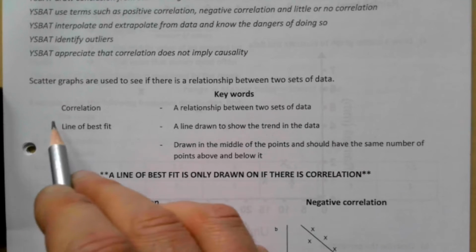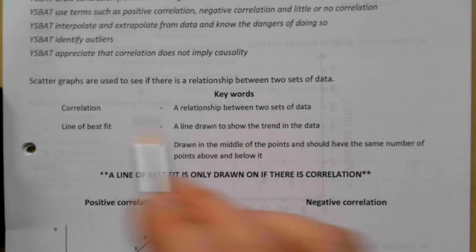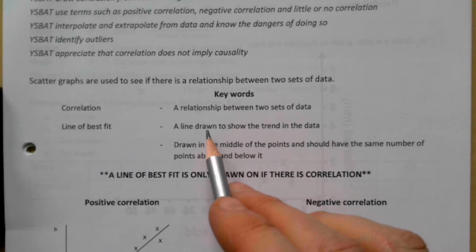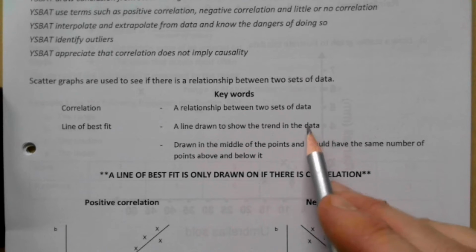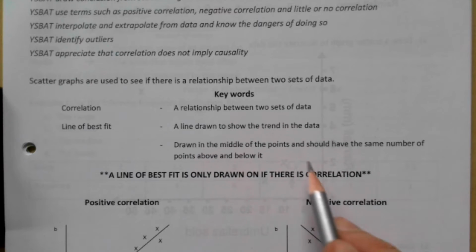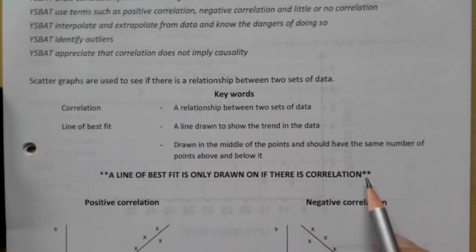Some keywords: correlation means there's a relationship between the two sets of data. Line of best fit: a line drawn to show the trend in the data. We normally draw it in the middle of the points, and it should have the same number of points above and below it. A line of best fit is only drawn if there is a correlation.